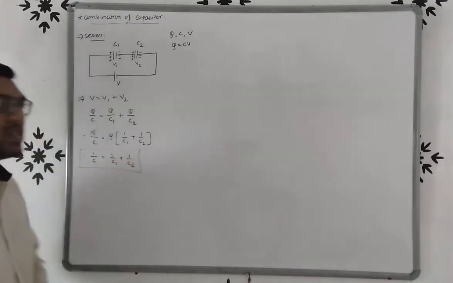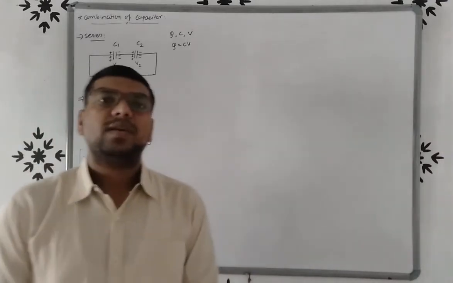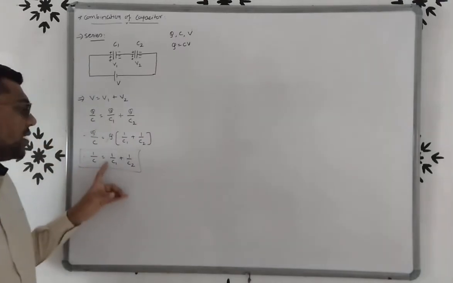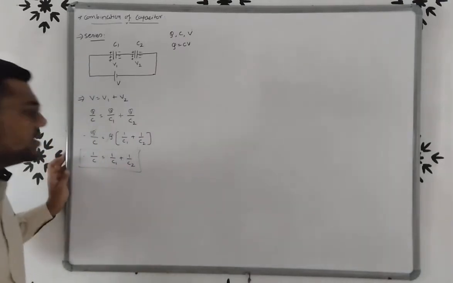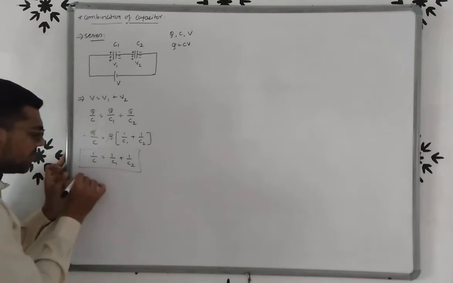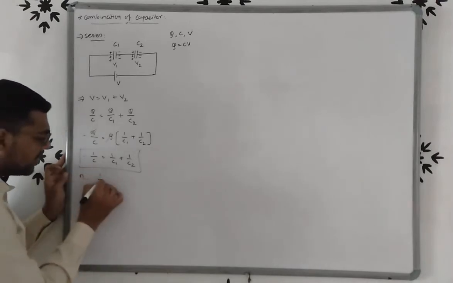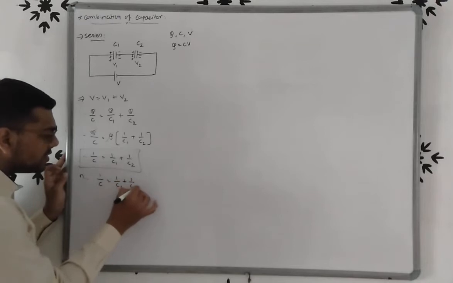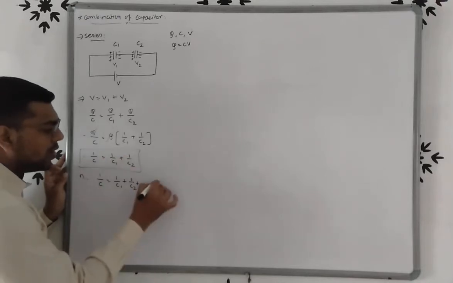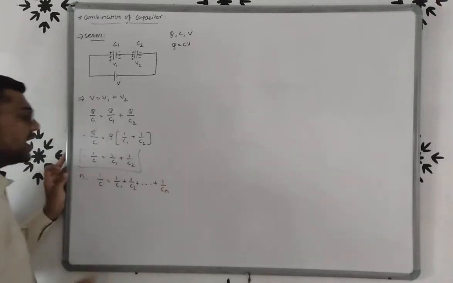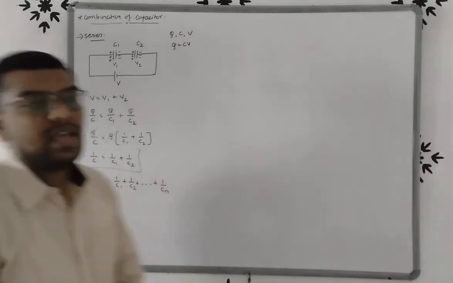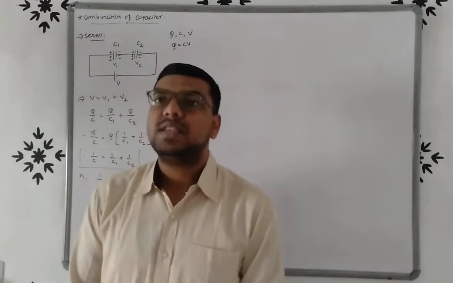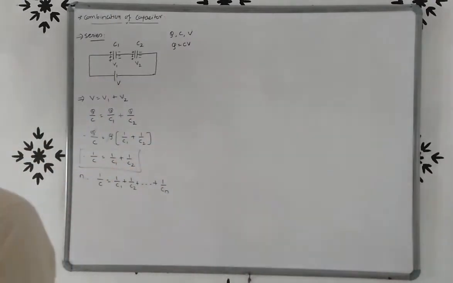So for series combination, the equivalent capacitance C is given by 1 by C is equal to 1 by C1 plus 1 by C2. If there are n capacitors, then the equation will be like this: 1 by C is equal to 1 by C1 plus 1 by C2 up to 1 by Cn. So this is about the series combination of capacitors.